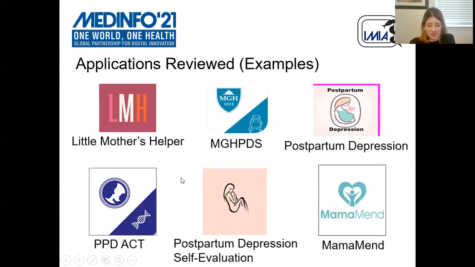Okay, so these are examples of the applications that we reviewed. So we had a variety of applications with different functions. For example, Little Mother's Helper is meant to help women alleviate stress by providing them daily tips and things that they should know. And PPD Act is a research application that wants to find out the genetic associations for PPD, but it also offers symptom screening with the Edinburgh Postnatal Depression Scale.